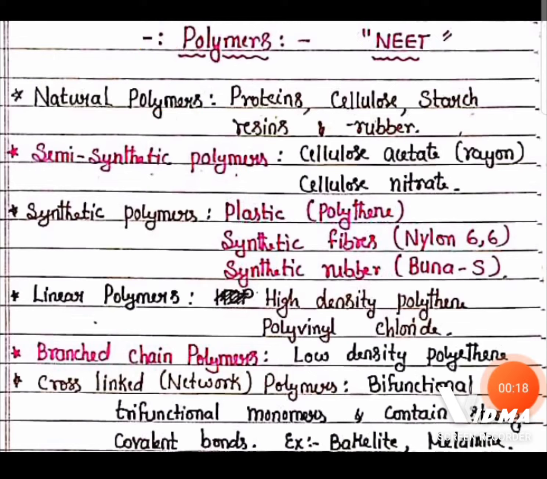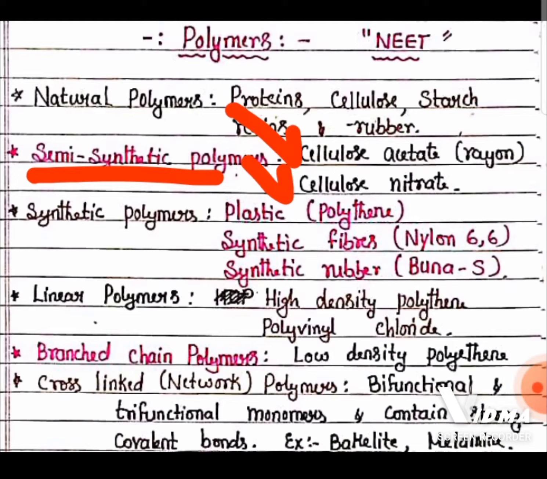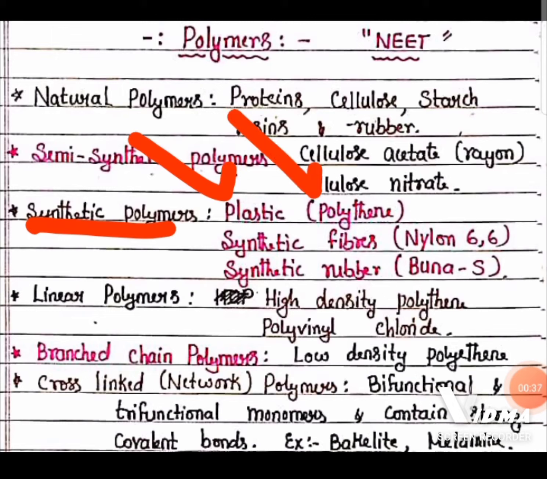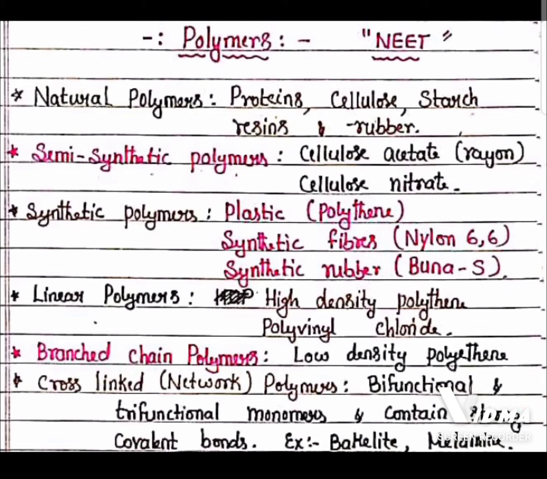Now semi-synthetic polymers: if we make some modifications in natural polymers, they are considered semi-synthetic polymers. For example, cellulose acetate and cellulose nitrate. Then synthetic polymers, the best examples are plastic, also commonly called polythene. Synthetic fiber, example nylon 6,6; synthetic rubber, example Buna-S. So here we need to remember the examples for the exam.